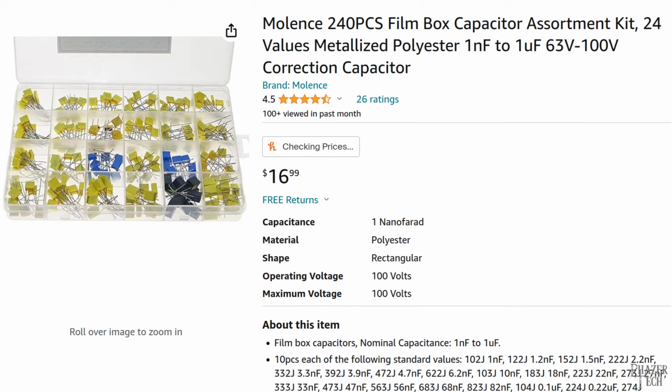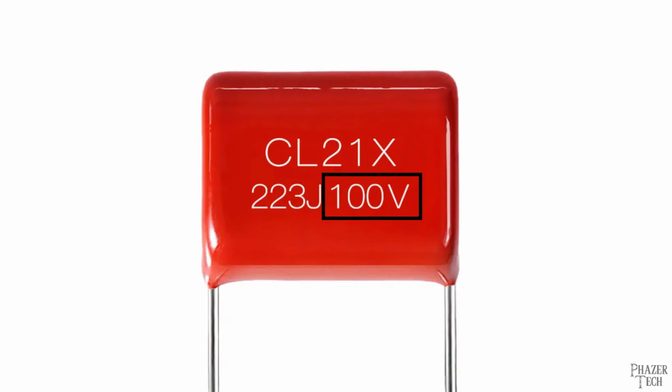Alright, so now let's talk about voltage ratings. The voltage rating tells you how much voltage a cap can handle, which will be clearly printed on the cap itself. So always make sure the voltage running through it never exceeds this value. It's usually a good idea to limit the voltage to about 3/4 of the cap's rating to maximize its lifespan.